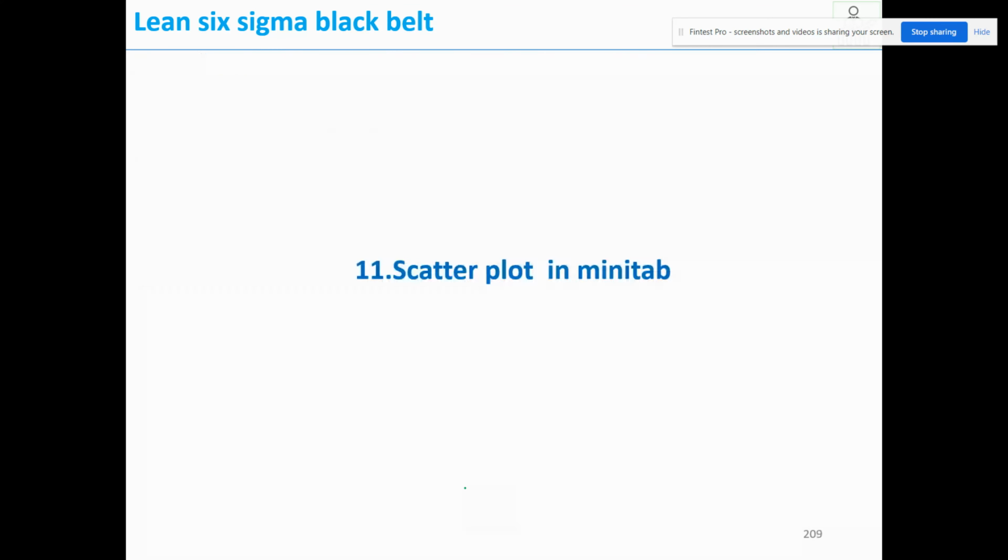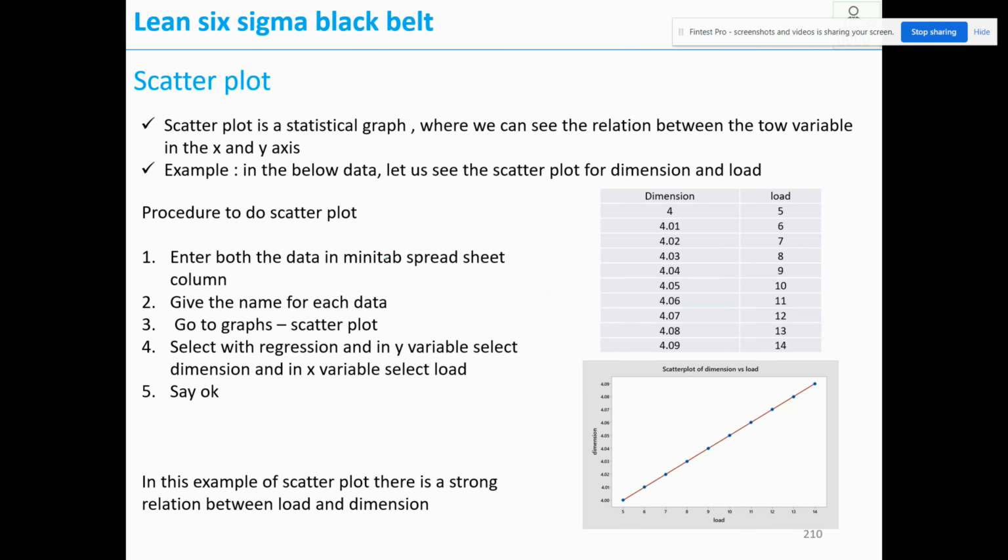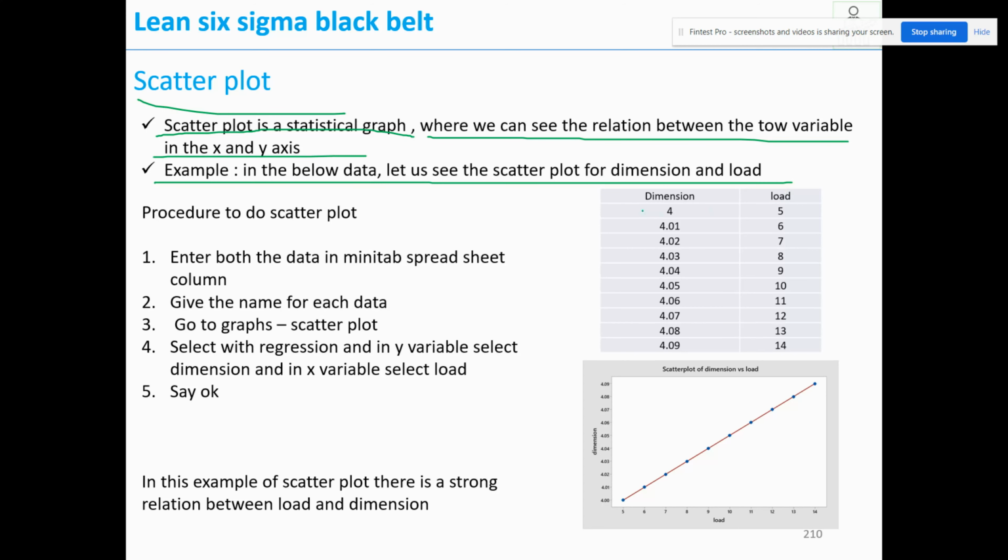Okay. So next we are going to see the scatter plot in Minitab. A scatter plot is a statistical graph where we can see the relation between two variables on the x and y axis. Example, in the below data, let us see the scatter plot for dimension and load. Now there is a dimension here and there is a load here. So here we are going to see the relation between the two parameters using the scatter plot.